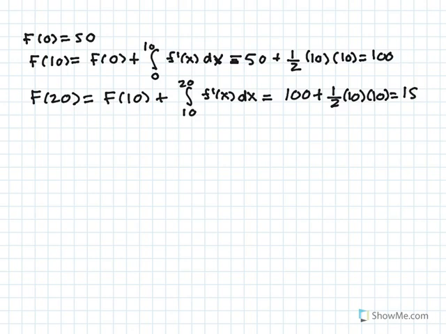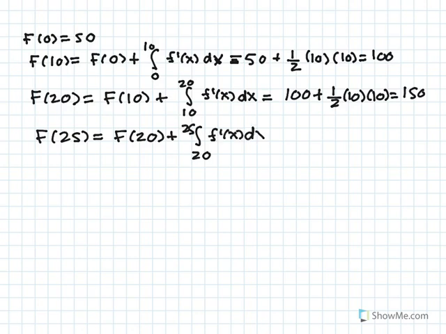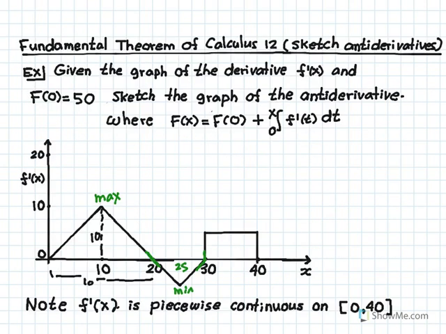Capital F of 25 will be capital F of 20 plus the integral from 20 to 25 of f prime of x dx. Capital F of 20 is the previous value, that's 150, plus the integral from 20 to 25 of f prime of x dx. Now, from 20 to 25, you will see that the graph has dipped below the x-axis.